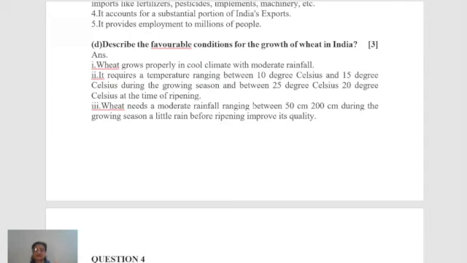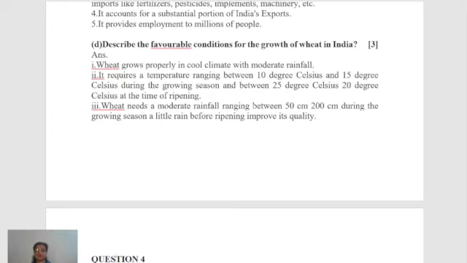Actually, the wheat crop during this period is in a stage of ripening, right? So when this period is there, you will find winter rainfall is received in the northwestern part of India, and it works very well. It really improves the quality as well as quantity of the wheat production. That is why it is said that even little rainfall will make the quality of the production much better.